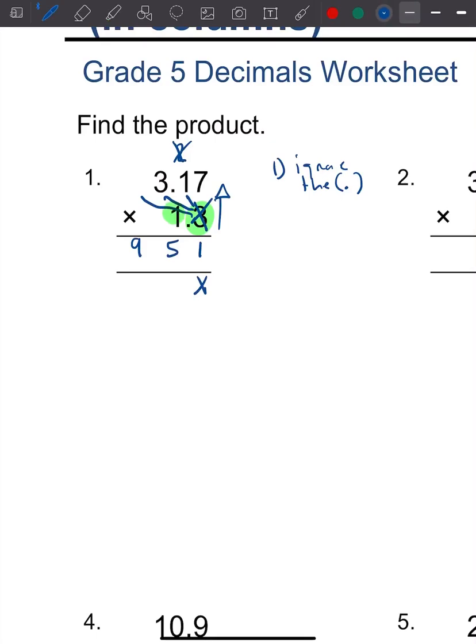My next number is a 1. I'm going to come back to the 7. 1 times 7 is 7. 1 times 1 is 1. 1 times 3 is 3. And now we add. Let's find our answer. 1 plus nothing is 1. 7 plus 5 is 12. Carry your 1. 9 plus 1 is 10. Plus 1 is 11. 3 plus 1 is 4.